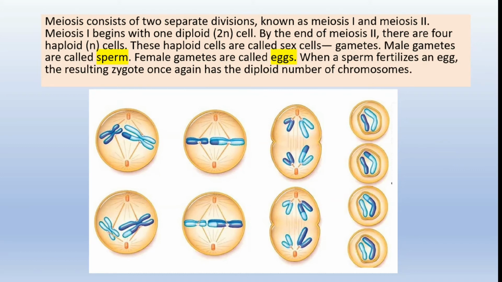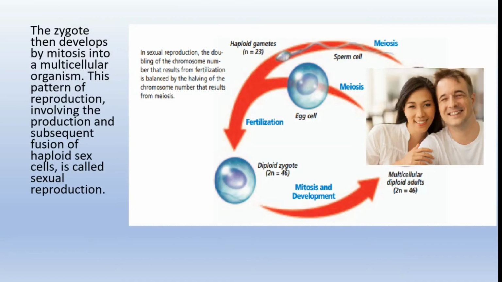When a sperm fertilizes an egg, the resulting zygote once again has the diploid number of chromosomes. The zygote then develops by mitosis into a multicellular organism. This pattern of reproduction involving the production and subsequent fusion of haploid sex cells is called sexual reproduction.